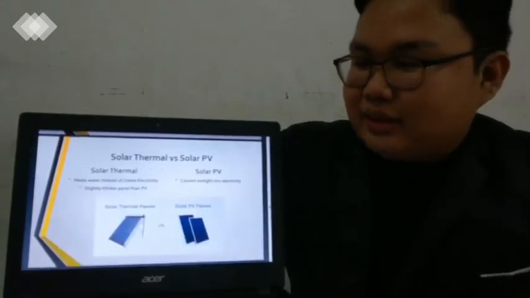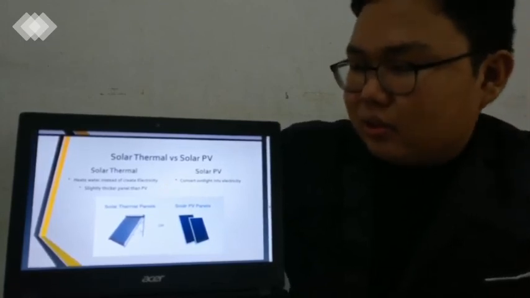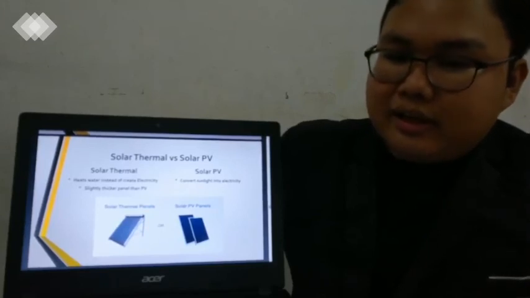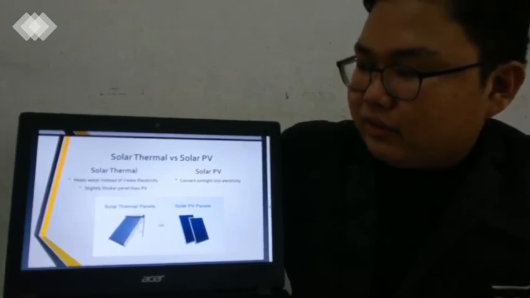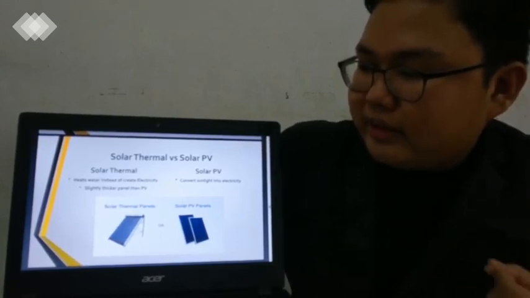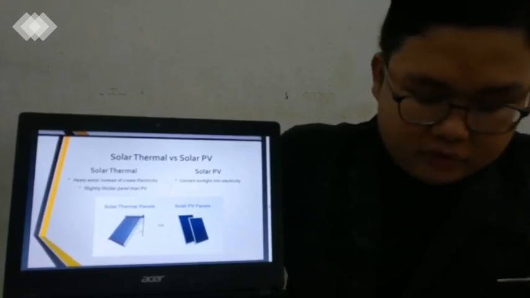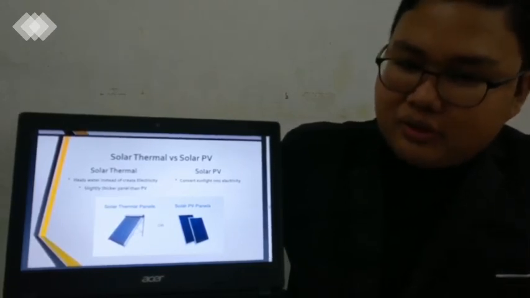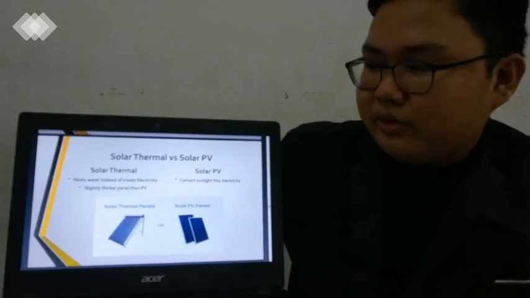But the final subtopic is about solar thermal versus solar photovoltaic panels. So what are the differences? Well, solar thermal is basically where the sunlight is used to generate heat instead of creating electricity, and it's also a bit thicker than photovoltaic panels. And well, a solar panel is usually used for solar energy, which is sunlight, to produce electricity. So yeah, that's it.